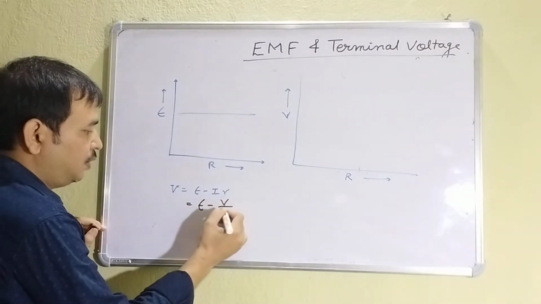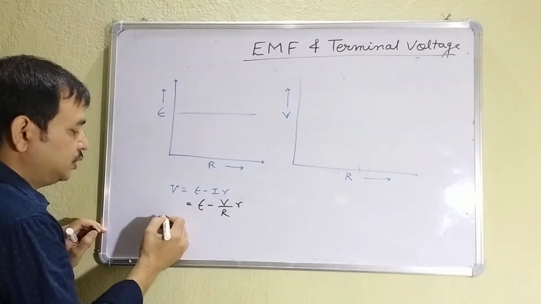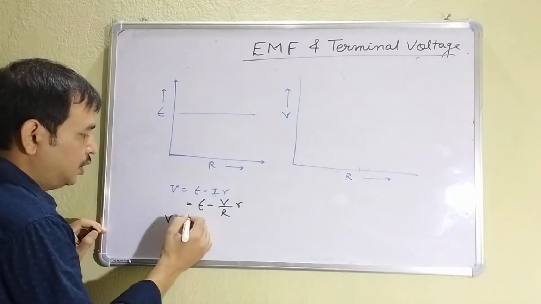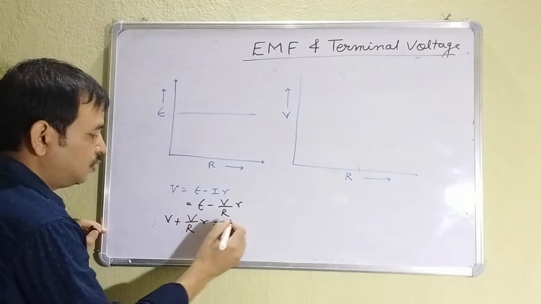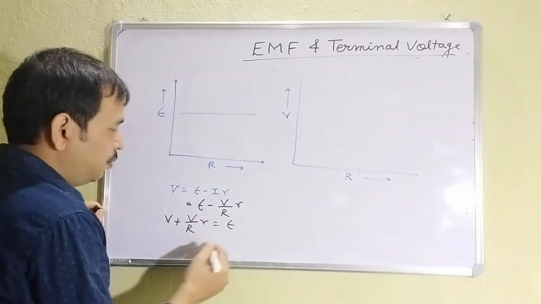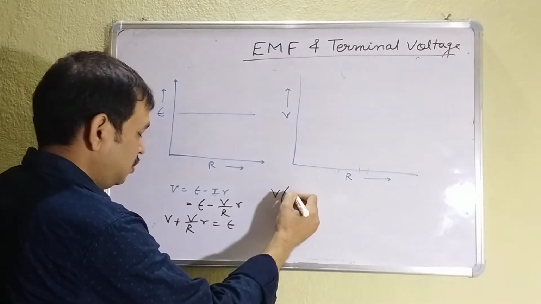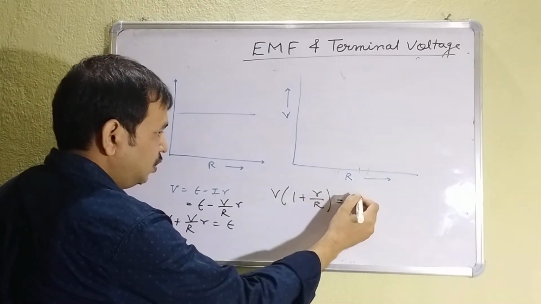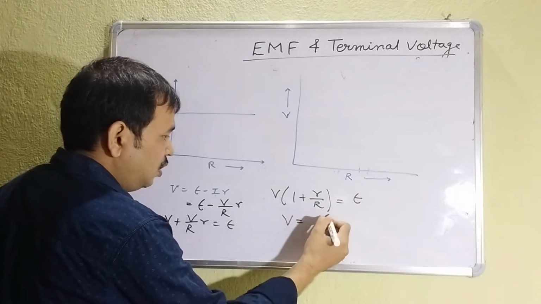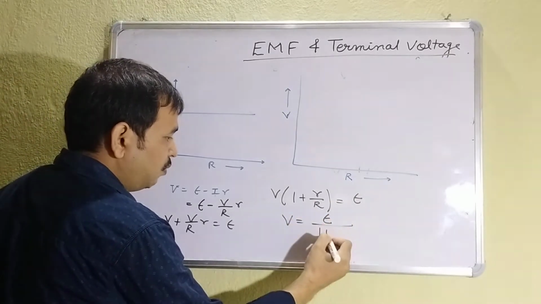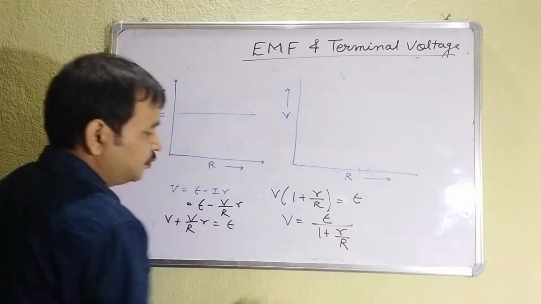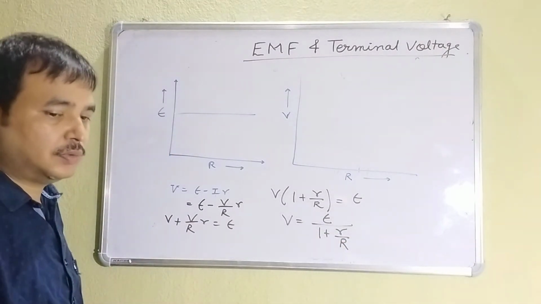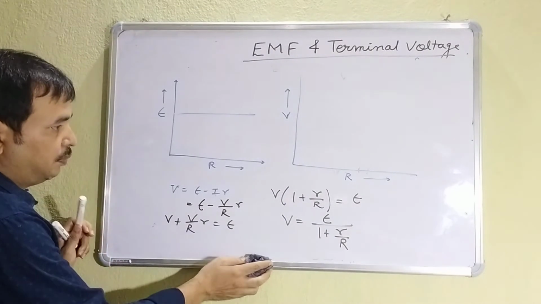So you can write V by R and take it this side. If you bring this side, V by R into r is equal to E. So take V common: V times 1 plus r by R is equal to E. So what is V? EMF by 1 plus r by R. So this is the formula, and on this formula we will draw the graph.